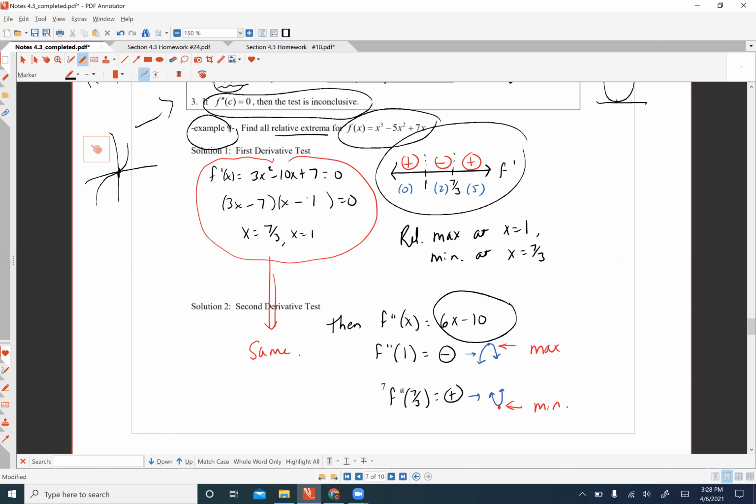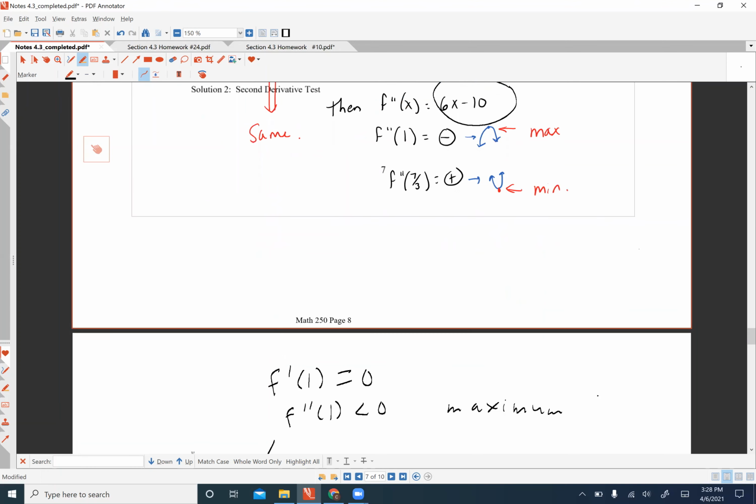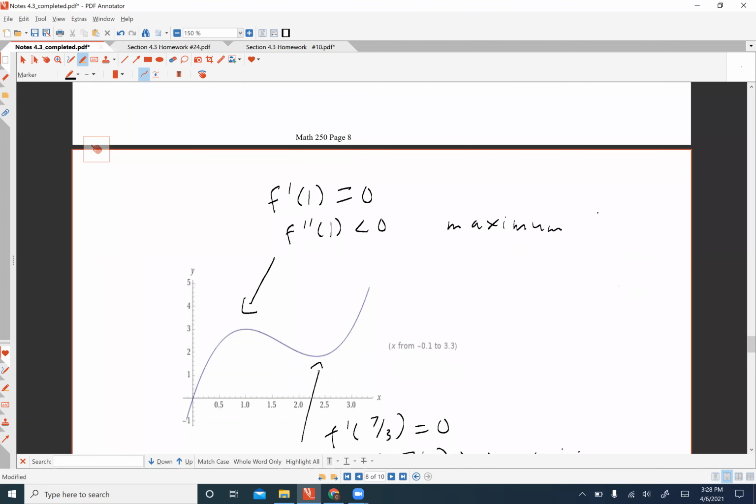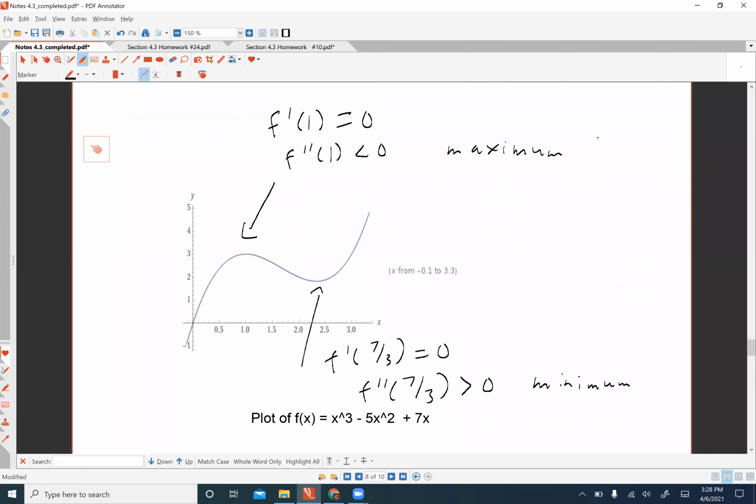Now this is what I actually added to the notes that I originally posted online. I actually graphed the function, and there you can see that the critical point 1 is a maximum. So f prime of 1 is 0, so we have this horizontal tangent at 1. And f double prime of 1 is negative, so it's concave down, right? It's like a cup turned upside down. If we turn the cup over, the water would fall out.